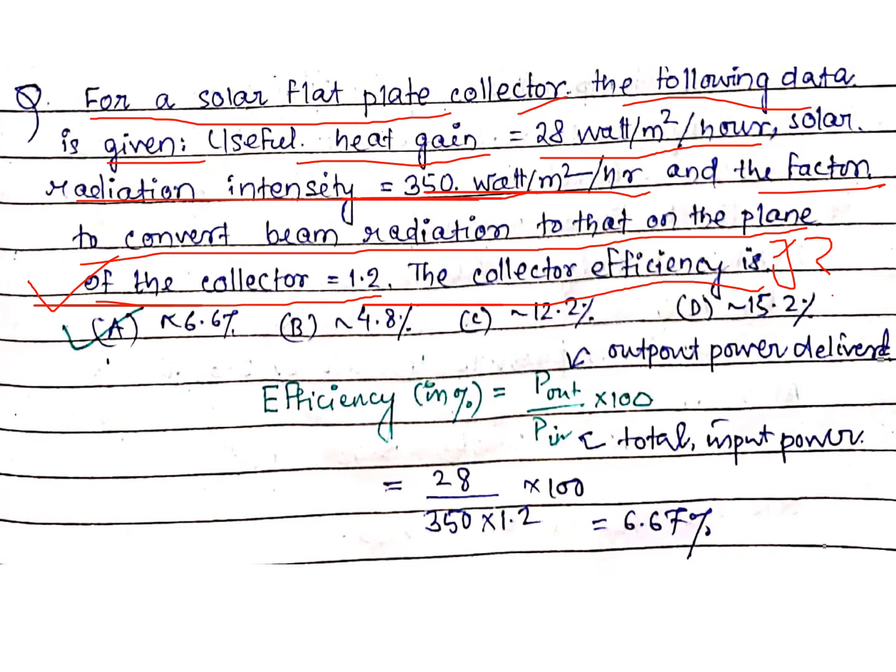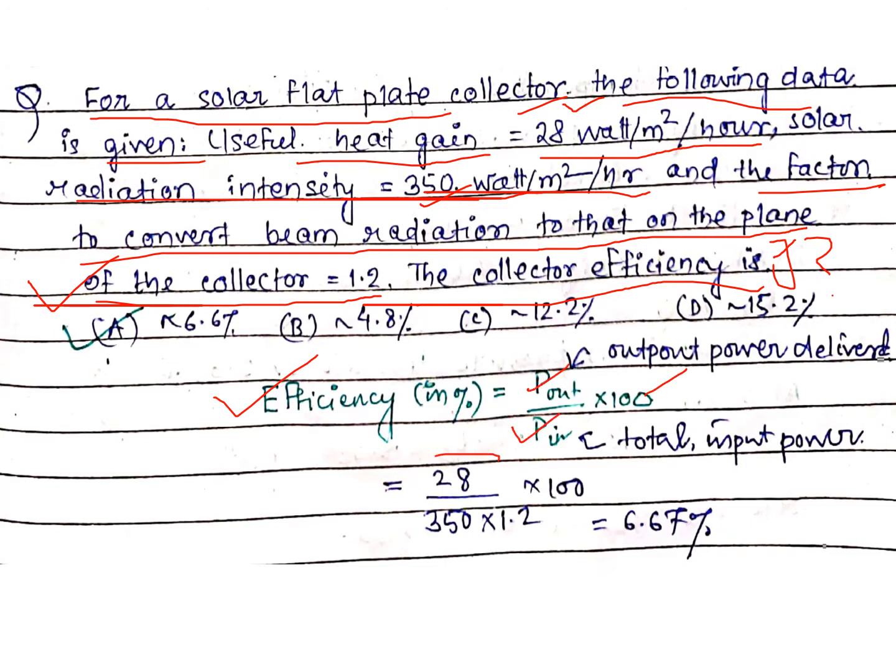Here a useful heat gain is given. What is the useful heat gain? It is the resultant output that a solar plate collector is getting. So the power output is 28 watt per meter square per hour, while the solar radiation intensity coming to the collector is 350 watt per meter square per hour, and the factor that converts the beam radiation to the plane of the collector is 1.2. Therefore the formula of efficiency is power output divided by power input, into 100.